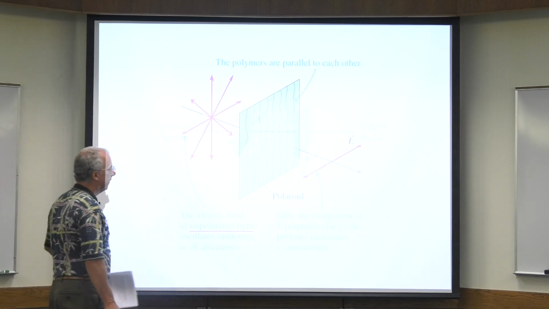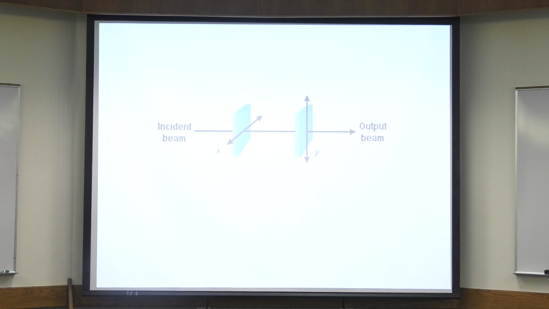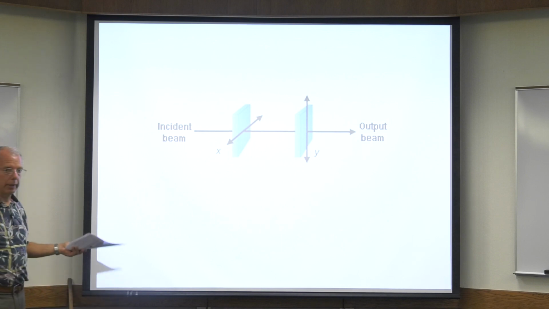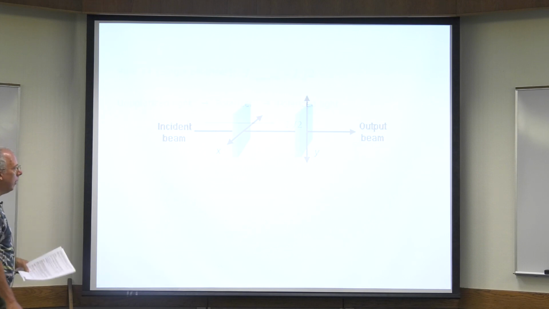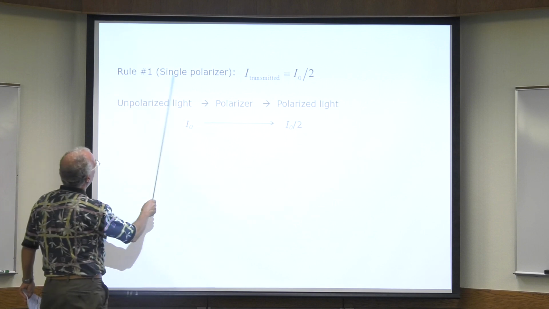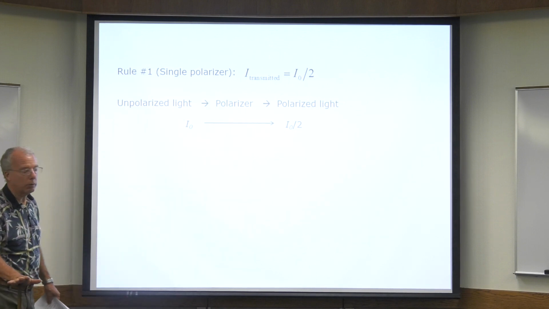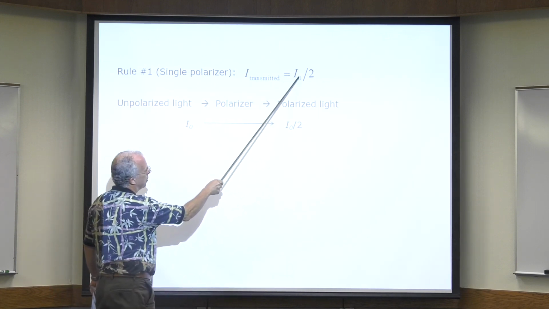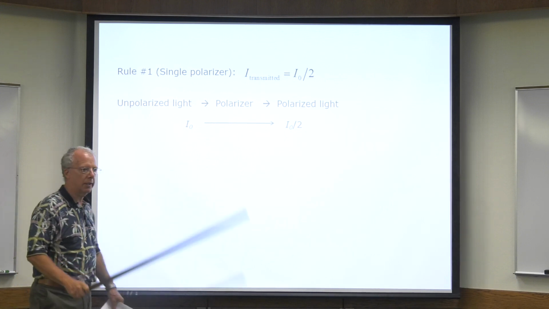Okay, so people did experiments, and everything that was predicted for transverse waves was shown to be correct for light. So people concluded correctly that light is a transverse wave. They did it separately for electric fields and magnetic fields. Here are some of the rules that people developed. If light goes through a single sheet of Polaroid, the intensity of the light that's transmitted is the initial intensity divided by 2. That's all. So just intensity divided by 2.